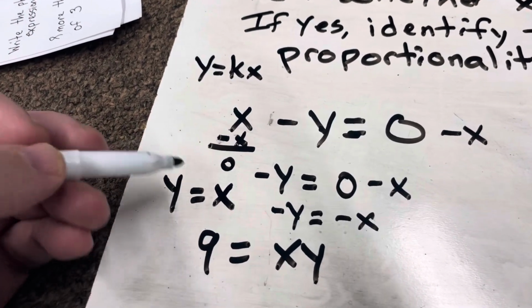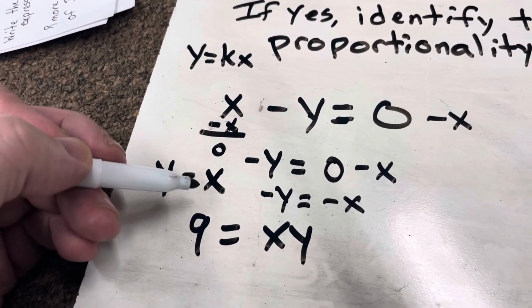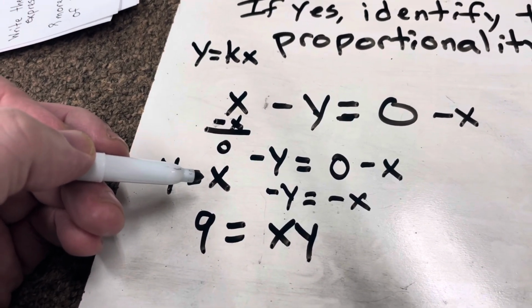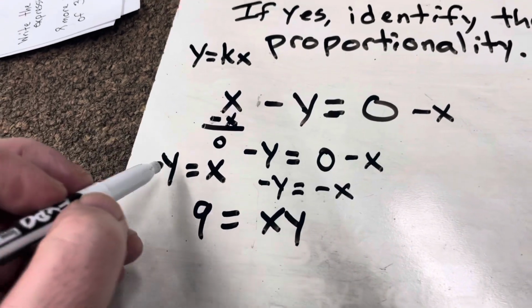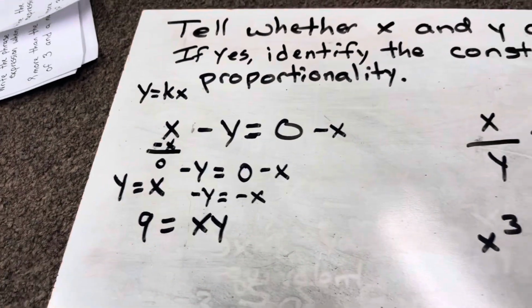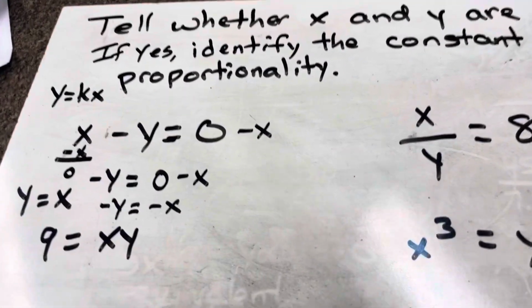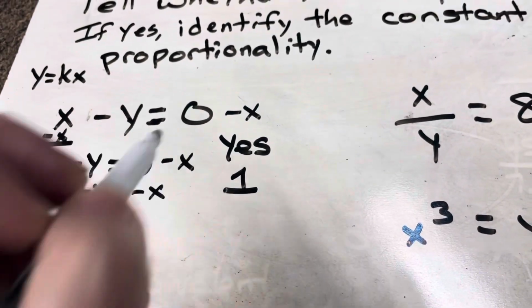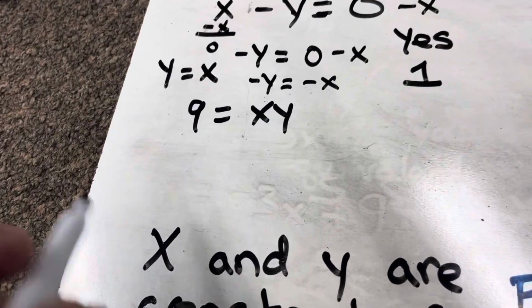Well, we know what that means. If there's nothing here, what number's there? Go ahead and say it. 1. My constant of proportionality is 1. So yes, here, they are proportional, and the constant of proportionality is 1. All right, let's go to this one.